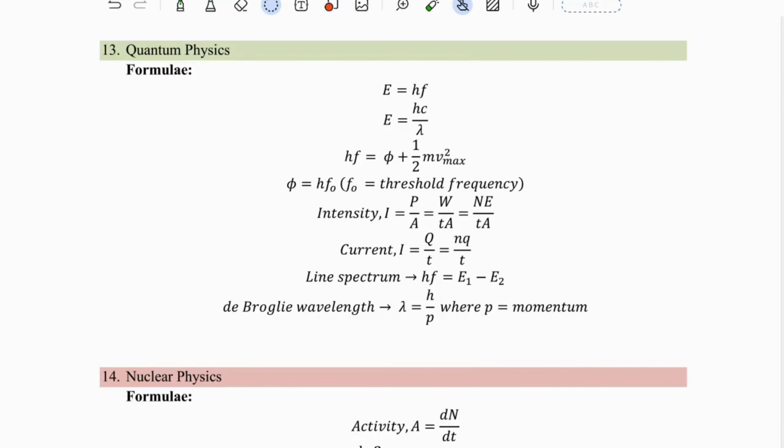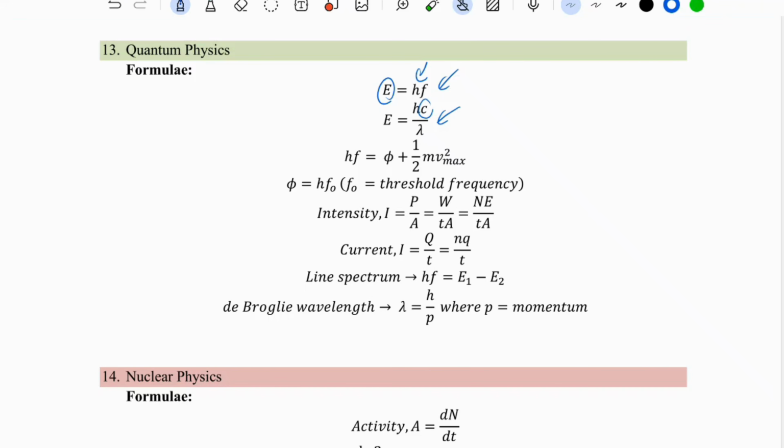Alright, chapter 13, quantum physics, Einstein's favorite chapter, right? Yeah. So the first one is energy equals hf. This one, I think you are quite familiar with as well. Or there's another way to write it as energy equals hc over lambda. E is the energy, h is Planck's constant, f is the frequency, and c is the speed of light in a vacuum. Okay, and lambda is the wavelength. Wavelength of what? Wavelength of your photons. Okay. And this E is also energy of your photon.